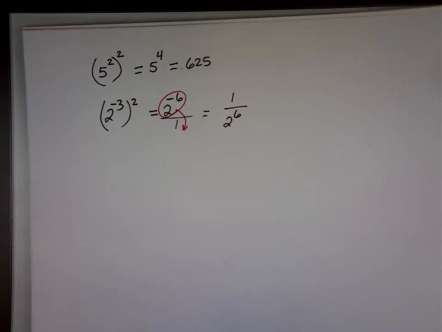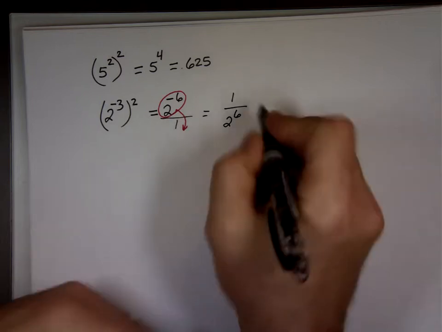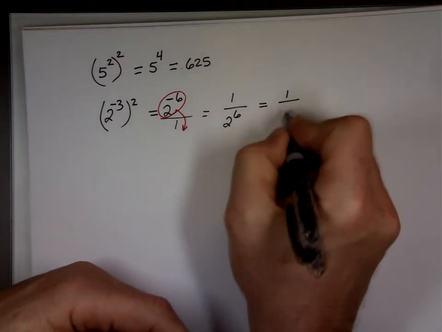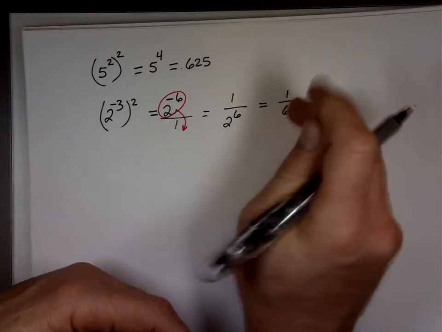And now you have to go to your calculator or do it by hand. What is 2 to the 6? 2 times 2 is 4. Times 2 is 8. Times 2 is what? 16. 16 times 2 is what? 32. 32 times 2? 64. So it's 1 over 64. That's the answer that we're looking for.